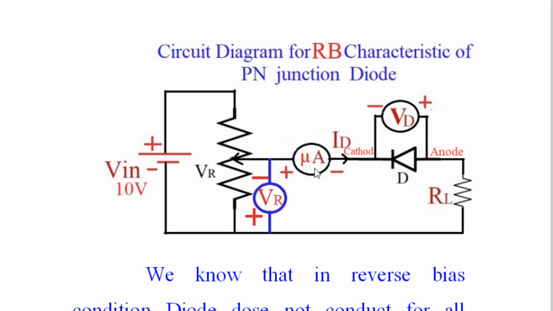because in case of reverse bias of PN junction diode, the current is very less, in microampere, and the sensitivity of a milliampere meter is less as compared to the sensitivity of a microampere meter. So be careful that you must use a microampere meter only when you are studying reverse bias characteristics of PN junction diode.